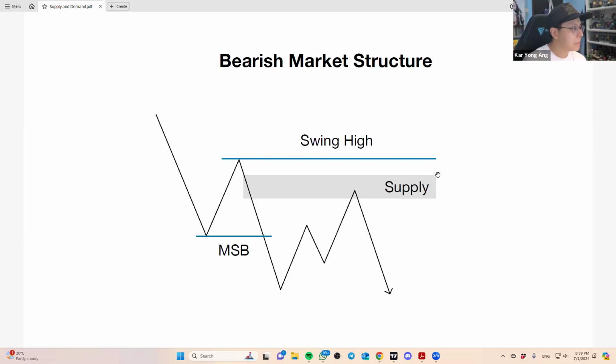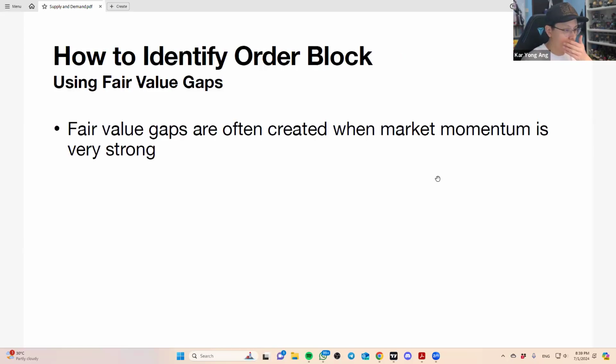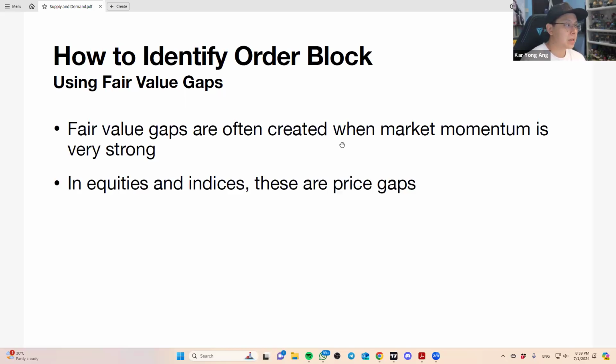All right. Now, how do we identify the order block? How do we identify demand and supply? One of the terminologies you need to be familiar with and be able to identify before you look for order blocks is fair value gaps, FVG. A fair value gap is created when market momentum is strong, AKA, if you see a huge candle body, that's basically strong momentum.